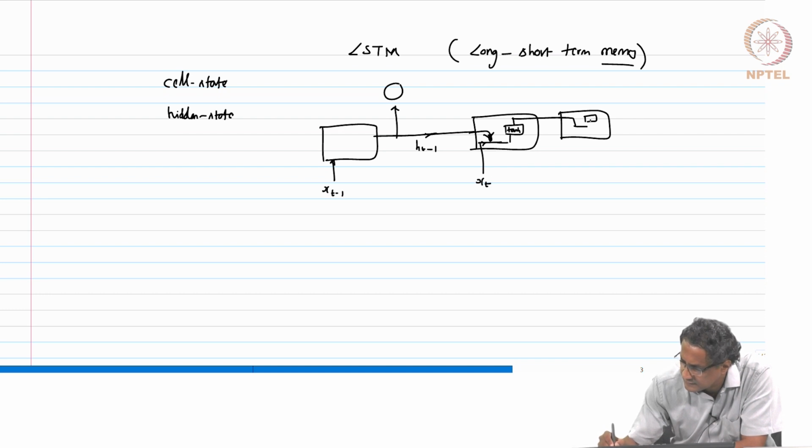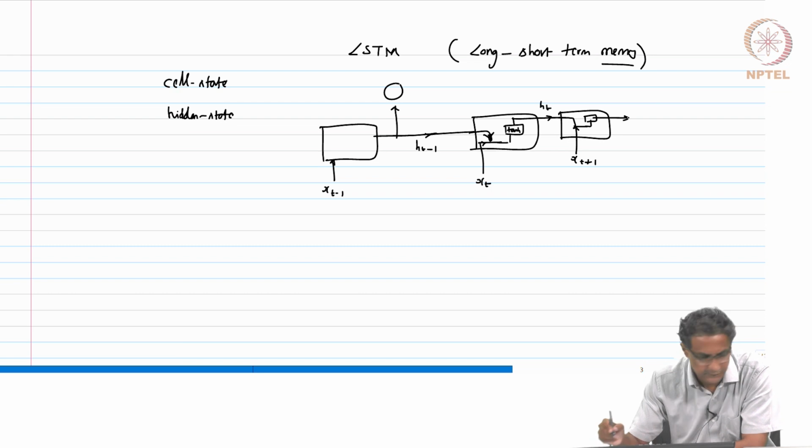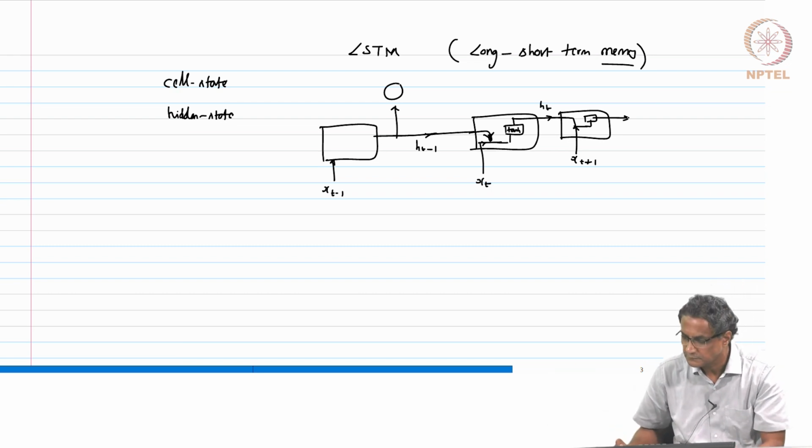Then you'll have a tanh here, and then you'll have an input coming from here, which is xt plus 1. Then this is ht minus 1, this is ht. Then this is again tanh, and out goes, and all of this goes on.